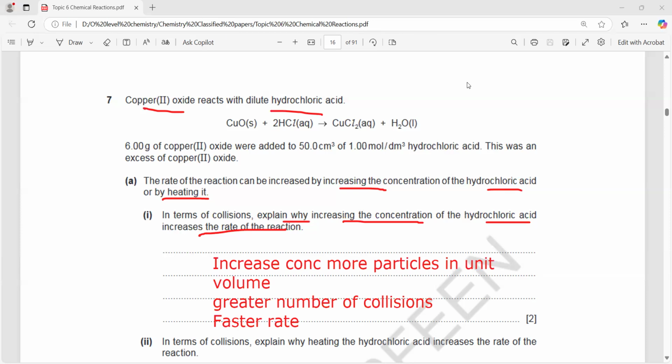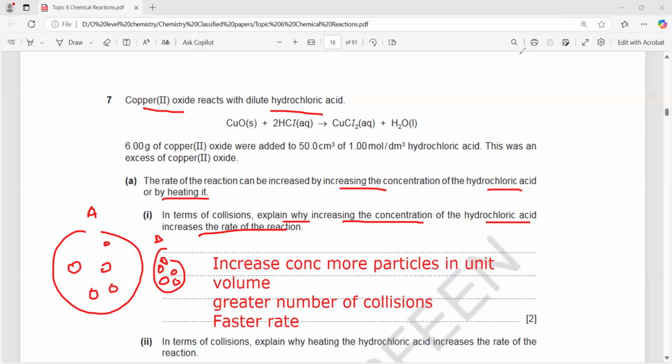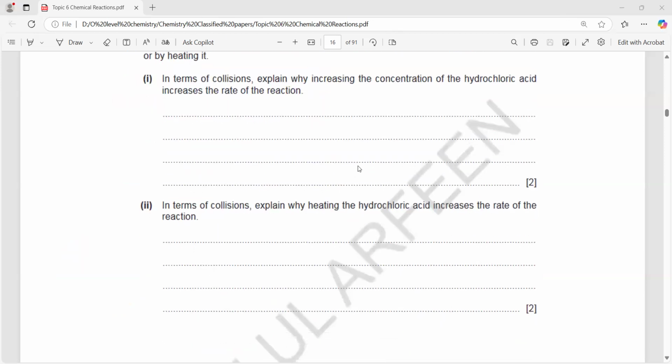Increasing concentration means more particles in a unit volume. Because when we say concentration increases, say this is 5 particles, here also 5 particles. But which is the higher concentration, A or B? B. More particles in a unit volume. The concentration concept is the same as density. If we say density is higher, it means more particles in a unit volume.